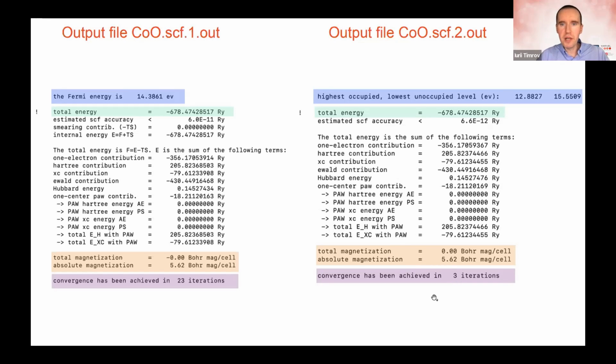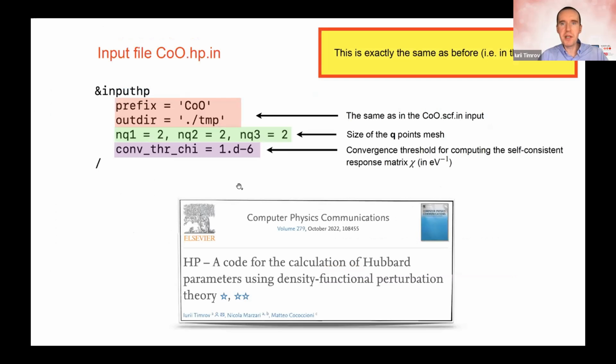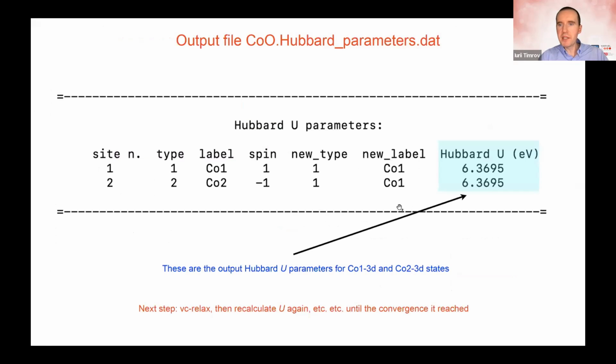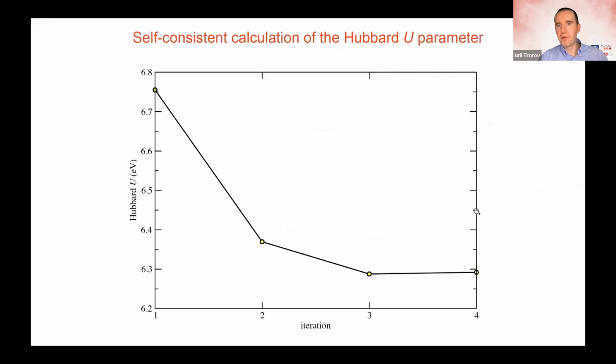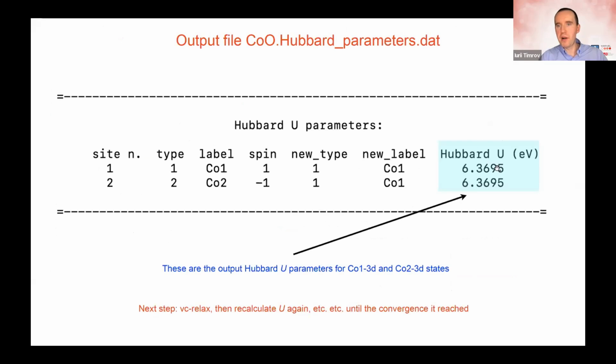And after these 2 steps, we repeat the HP calculation, exactly the same as in the first run, without any changes. And we obtain a new value of the Hubbard U parameter, 6.3695. And so on and so forth. And with this new Hubbard U parameter, we do a new optimization, VC relax. So that would be the end of the second iteration. And then we do the third iteration and the fourth.